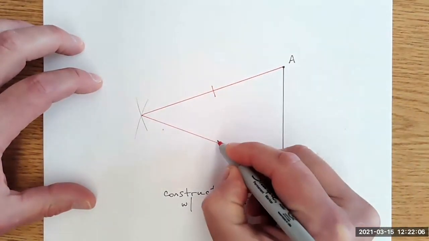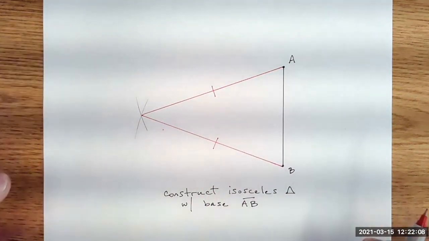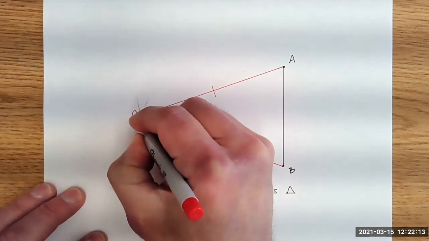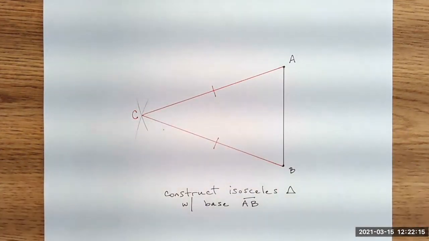They're congruent, so I'll mark them as congruent using the geometric notation. We can call this C. Segment AC is congruent to segment BC.